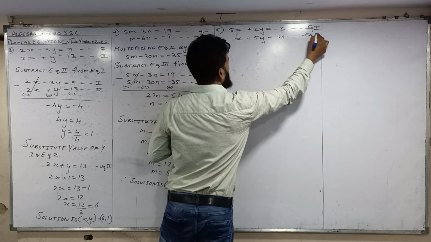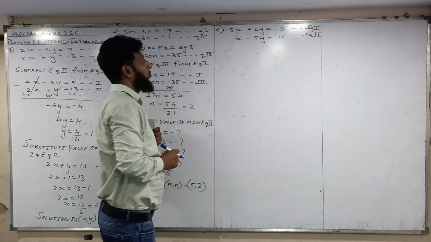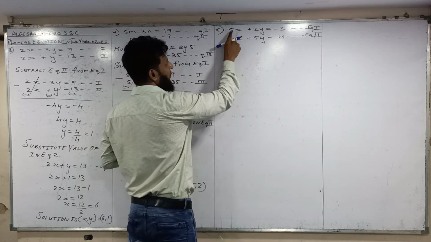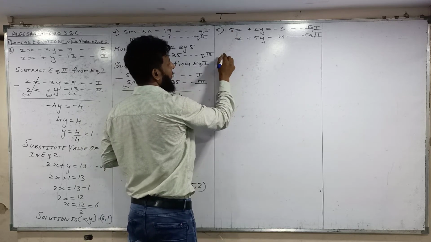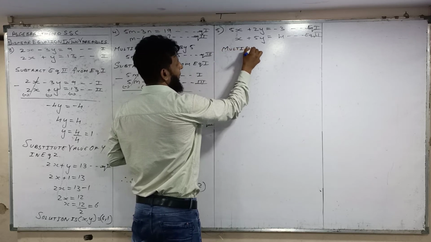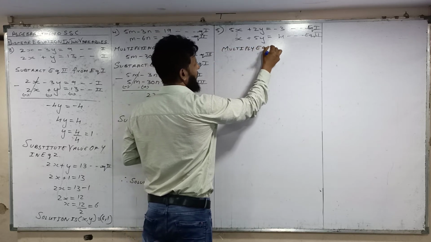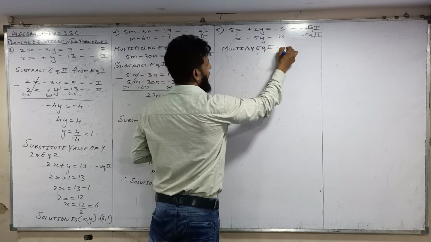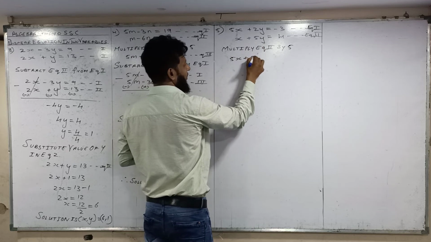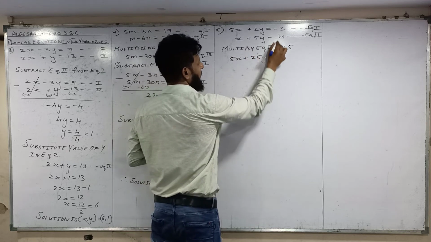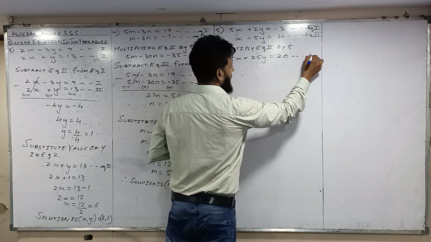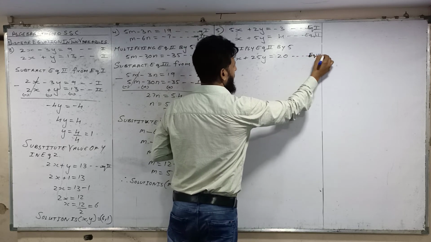Equation 2. In this you can just multiply equation 2 by 5, so this value will become the same. Multiply equation 2 by 5. So 5x, 5 5s are 25, y, 5 4s are 20. This is our equation 3.